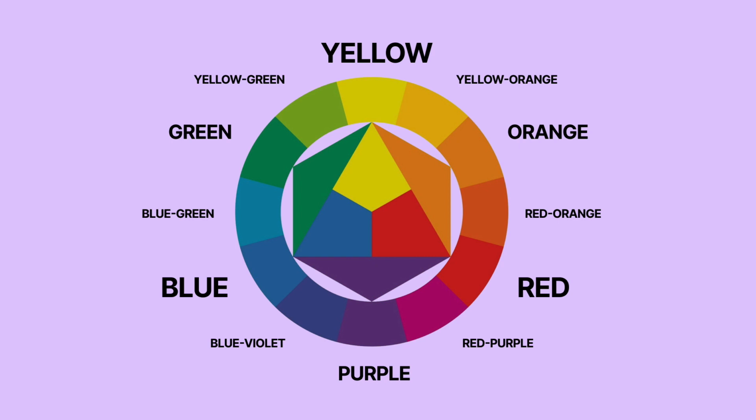So what do we see here? The most important thing is that there are 3 main colors: yellow, blue and red. These colors cannot be obtained with the help of any other colors. That is, you cannot mix something and get, for example, blue. And exactly the same with red and yellow.